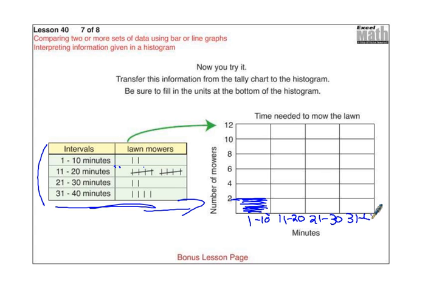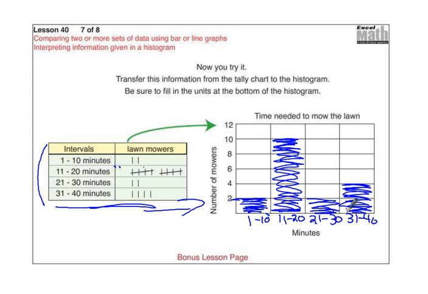And then here, 31 to 40. So the next one, we have 10. So you're going to color this in up to the 10 like that for 11 to 20. And then we have 2 on the next one. And then we have 4 on the last one, which is only up to here, because notice the numbers on the side, they go by 2s.